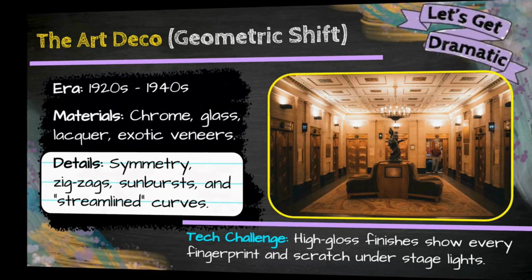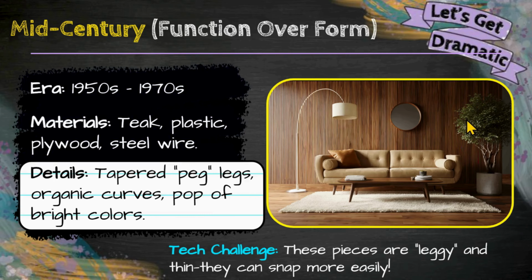Now up is mid-century, function over form. The 1950s to the 1970s, materials are teak, plastic, plywood, and steel wire. The details are tapered peg legs that come down at a taper, organic curves, and pops of bright color in different places. So curves that look organic, this up here that just kind of pulls down with the weight, the pop of green over here.